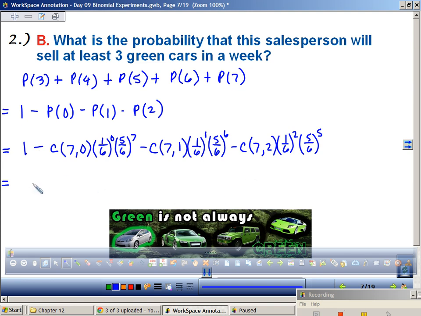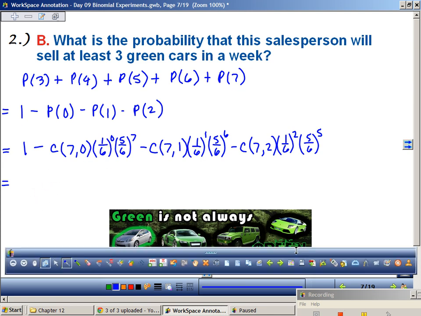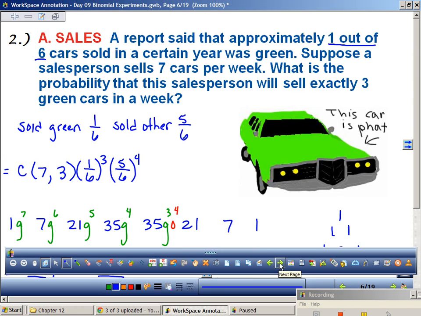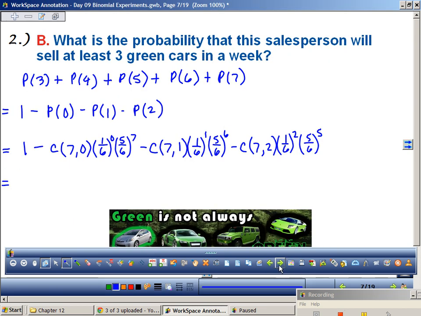Literally all you have to do is know those. Okay, wait, I'm sorry, I already hit it. 1, 6, and 5, 6, as we had from the previous example, right? I didn't make it up.